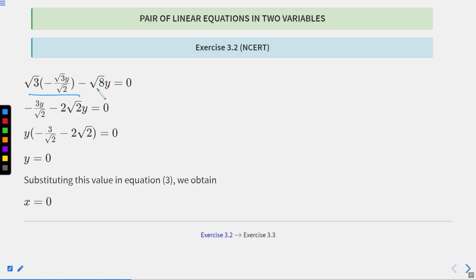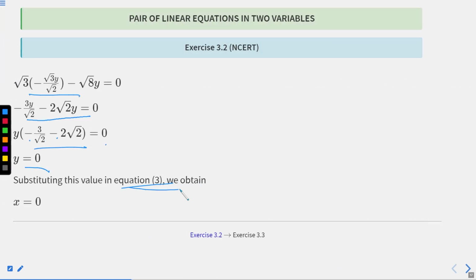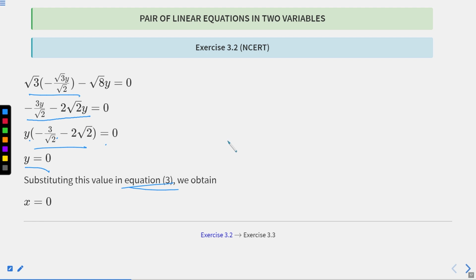Okay, and if we simplify it, then we will get minus 3y by root 2 minus 2 times root 2y, this is equal to 0, and it implies y times minus 3 times root 3 minus 2 times root 2, this is equal to 0, and it implies y is equal to 0. Since this number is non-zero, y times this number is equal to 0, so it implies y is equal to 0. Substituting this value in equation number 3, then we obtain the value of x is equal to 0. So therefore here the solution is x equal to 0 and y equal to 0.